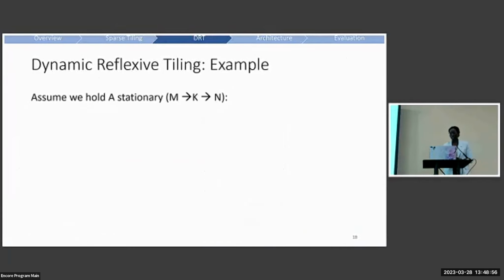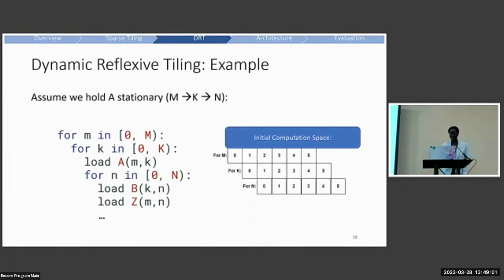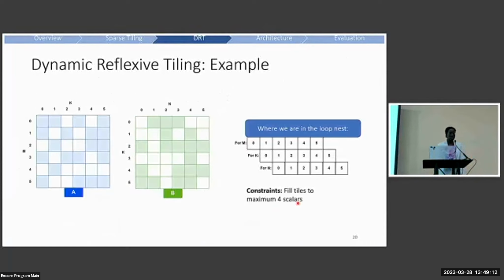As an example, let's assume our computation holds A stationary with this loop nest ordering of M, N, M followed by K followed by N. And we can visualize the computation space on your left here. DRT grows tiles while walking this computation space. So since we're A stationary, we start by growing tiles along A. For this example, let's start with a 2 by 2 tile, which covers these points in the computation space. Now let's grow K as much as possible before growing M. Note that other strategies are possible. DRT allows you to alternate between growing K and M, or start off with a different tile shape as your starting point.